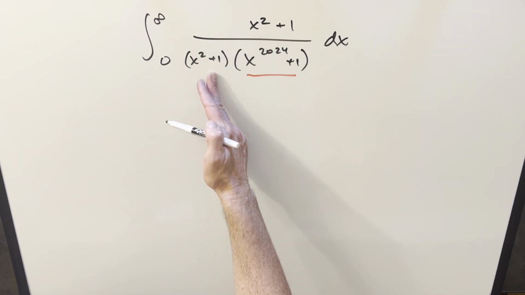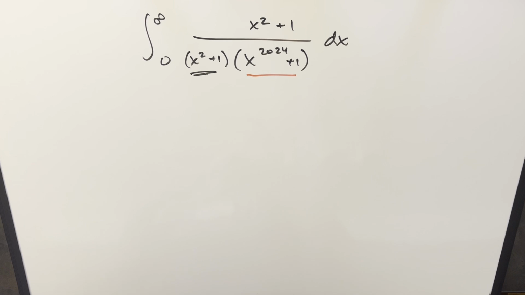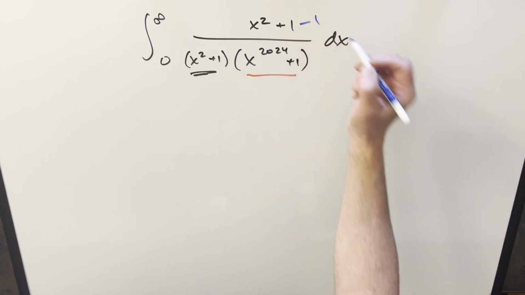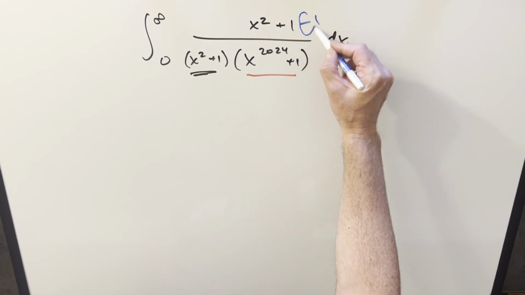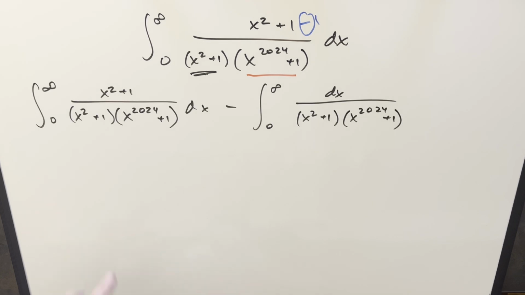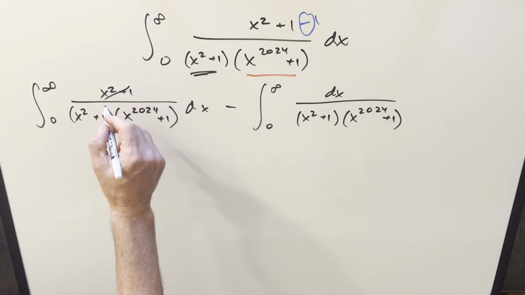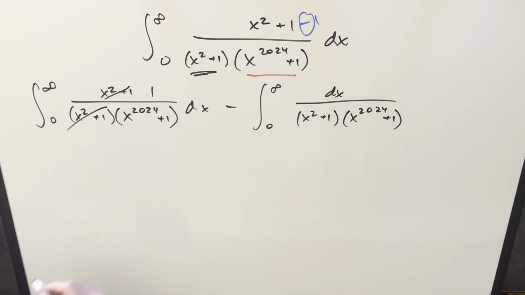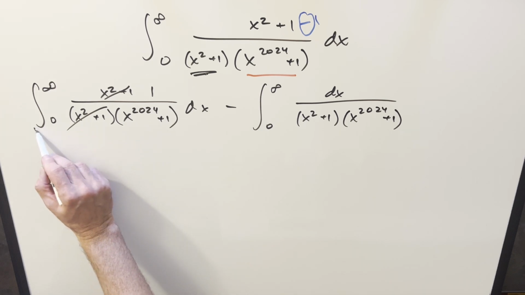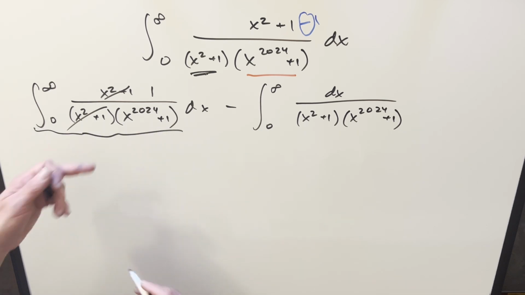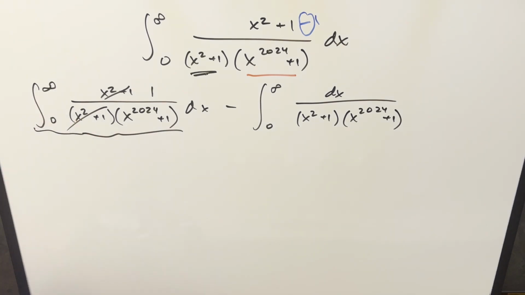Doing that so I can get cancellation with this term. Of course, I don't want to change it, so let's just subtract off 1, and then we can break it up into two integrals on the minus sign. But now in the left integral, we can just cancel the x squared plus 1's, leaving a 1 in the numerator. And what you'll notice here, this integral is that exact integral I did in the previous video, just 1 over x to the 2024 plus 1.